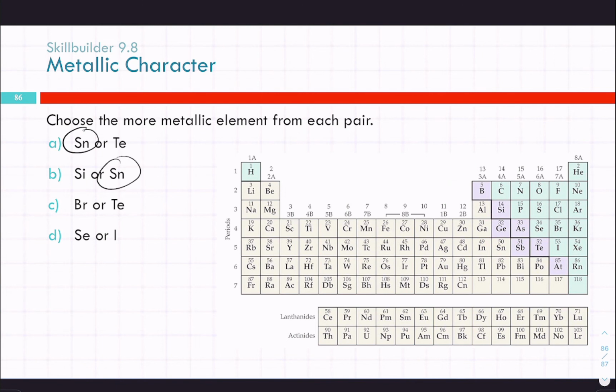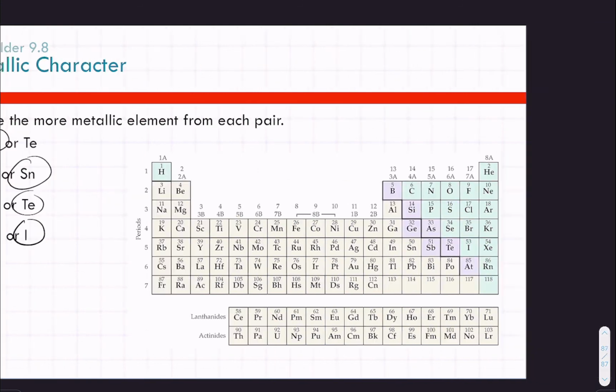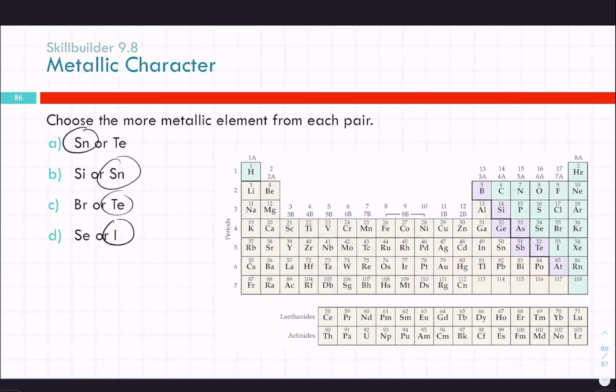So bromine or tellurium. Tellurium. And then selenium or iodine. Yeah, iodine. Same trend. Those ones I always have to think about. Have you guys used iodine in a reaction yet? I don't think so. Iodine actually kind of looks metallic.